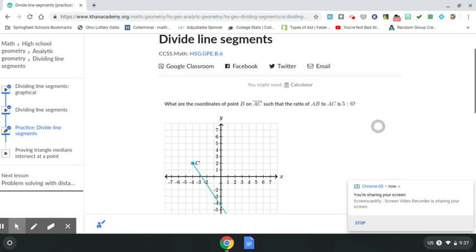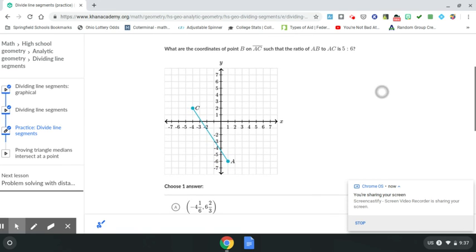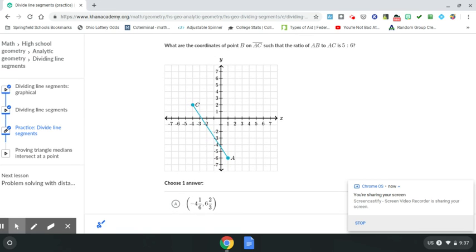A little bit more practice with dividing line segments. So what are the coordinates of B on AC such that the ratio of AB to AC is 5 to 6? All right, so AB to AC is 5 to 6. With this one, because AC is the entire segment, this is a part to whole ratio, which means we do not have to add these.